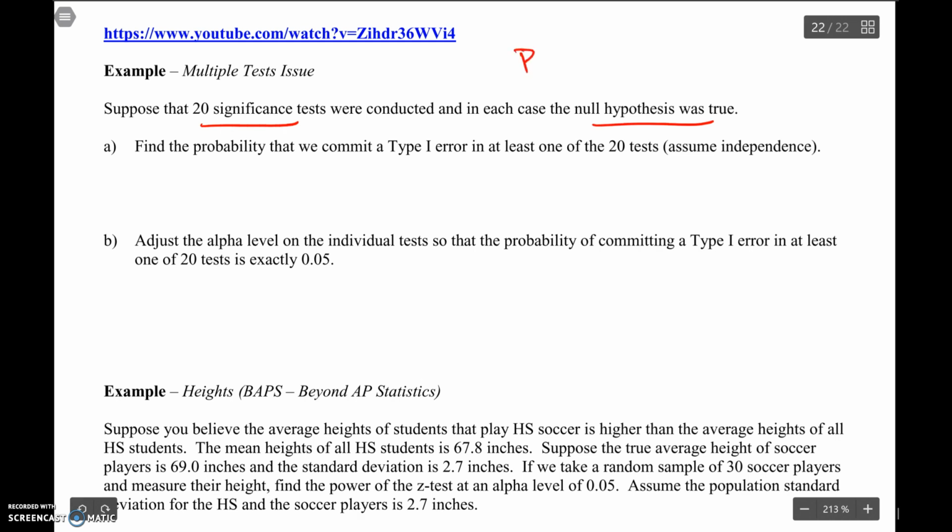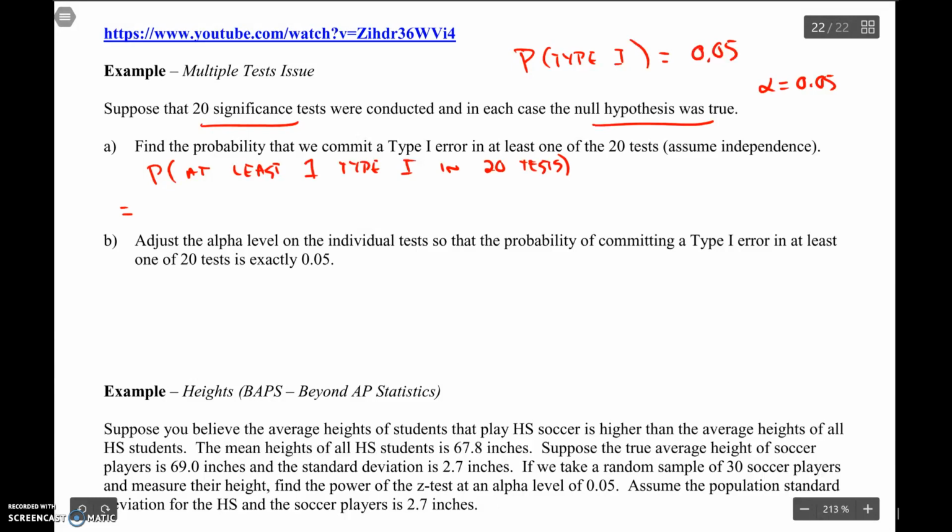The probability of a type 1 error in one test is 5%. Assuming we're running it at an alpha level of 0.05, what's the probability we commit at least one type 1 error in 20 tests?